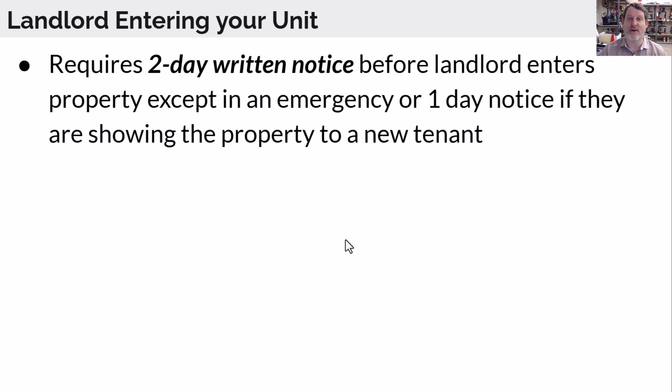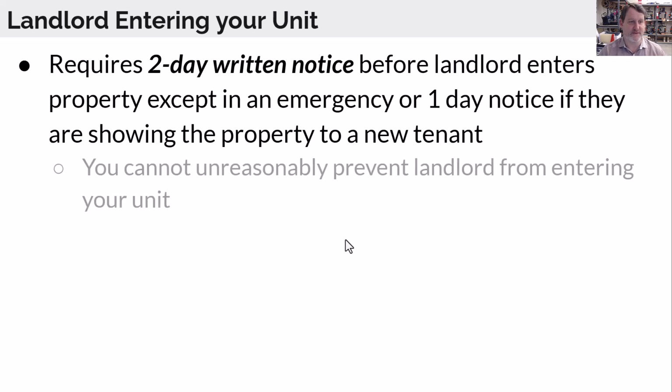Okay? Landlord entering your unit, it requires a 2-day written notice before the landlord can enter your property, except in an emergency. So if there's like a flood or something, or they need to come in and fix something that's just like something bad, they can do that. Or it's a 1-day notice if they're showing the property to a new tenant. Say you're moving out next month, you've already told them, they're starting to show the apartment to people. They have to give you a 1-day notice, say, hey, tomorrow at 5, we're going to come by and show the apartment to some people. All right, those are requirements for them.